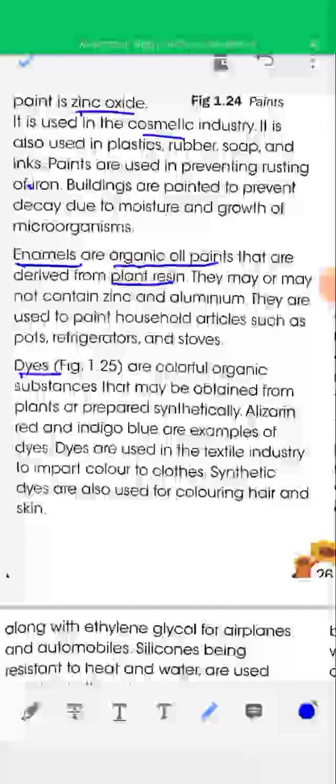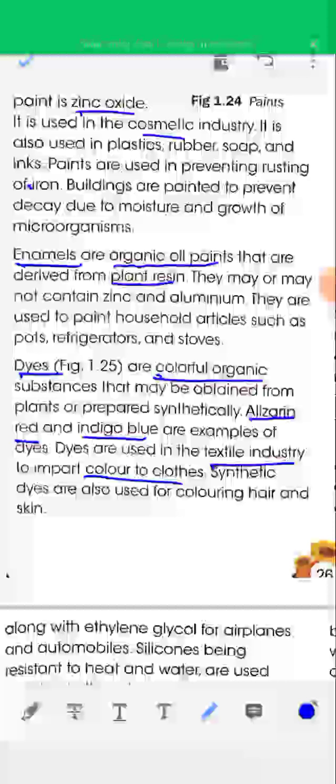Next is dyes. What are dyes? Dyes are colorful organic substances or compounds that may be obtained from plants or prepared synthetically. Examples of common dyes are alizarin red and indigo blue. These dyes are used in the textile industry to impart color to clothes.